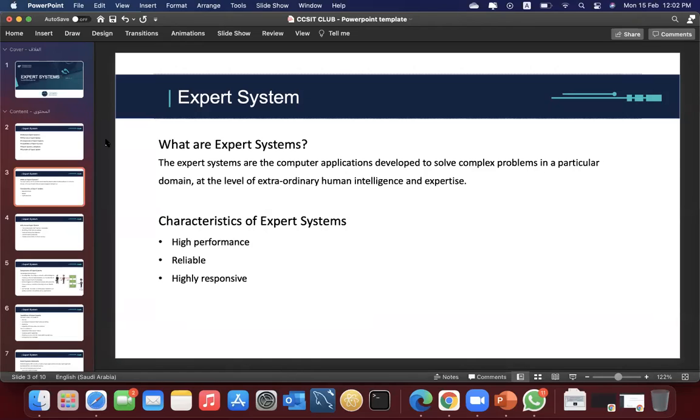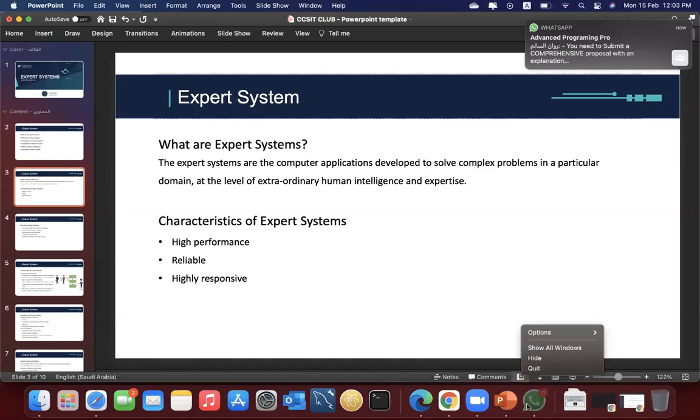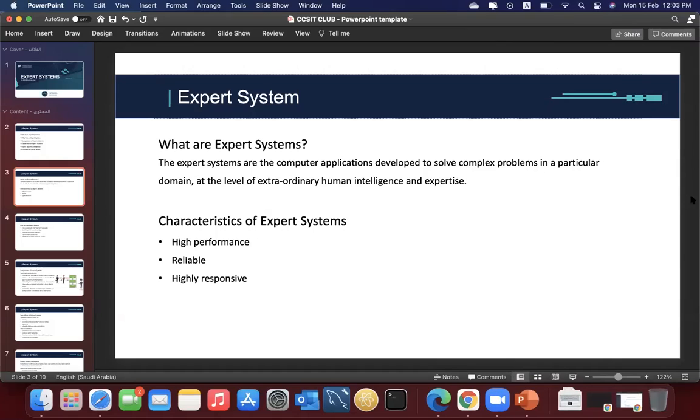So the expert system represents a computer application that is developed to solve a complex problem in a particular domain at a level of extraordinary human intelligence and expertise, meaning that this expert system will be functioning to produce a similar result as the expert. The expert system characteristics are high performance, reliable, and high responsiveness. And that's due to the fact that expert systems rely on an actual human expert. So having an expert system advising or acting is similar to what you will get from a human expert.